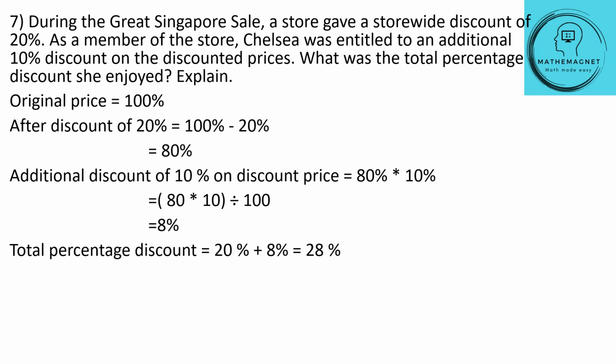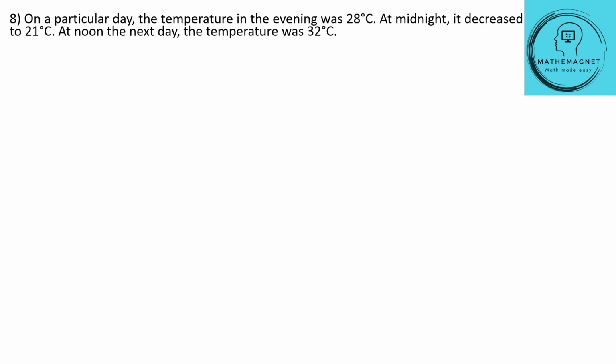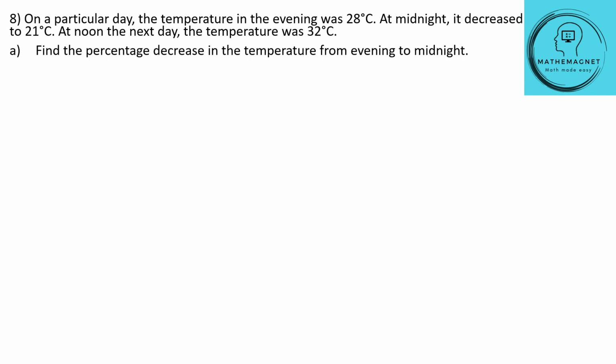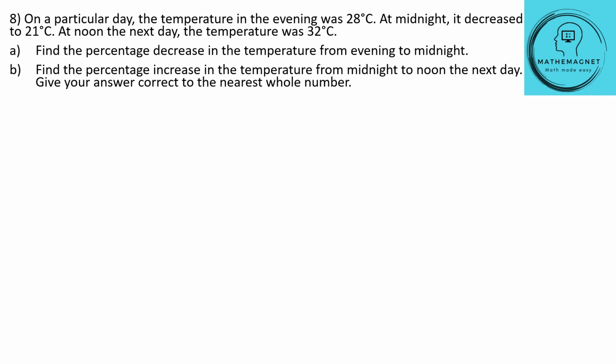Question number 8. On a particular day, the temperature in the evening was 28 degrees Celsius. At midnight, it decreased to 21 degrees Celsius. At noon the next day, the temperature was 32 degrees Celsius. So here we are comparing the temperature of a particular day: in the evening it was 28 degrees Celsius, at midnight it decreased to 21 degrees Celsius, and the next day at noon it increased again to 32 degrees Celsius. Now they are asking us to find the percentage decrease in temperature from evening to midnight and the percentage increase in temperature from midnight to noon the next day. We are asked to give the answer rounded off to the nearest whole number.